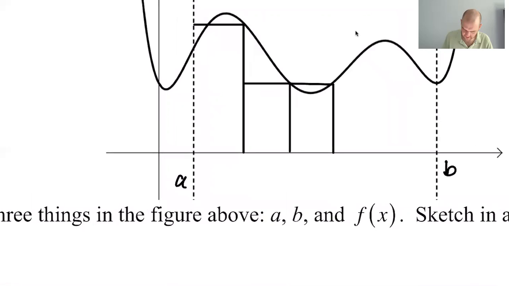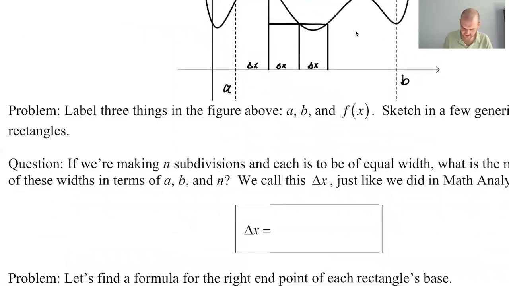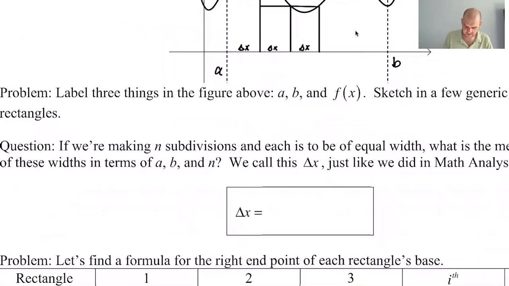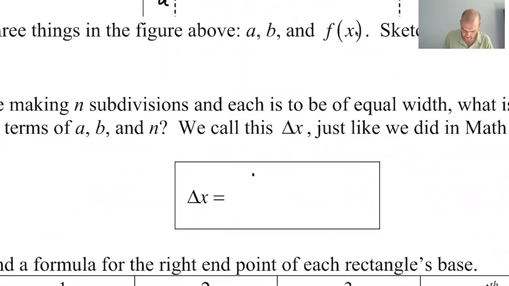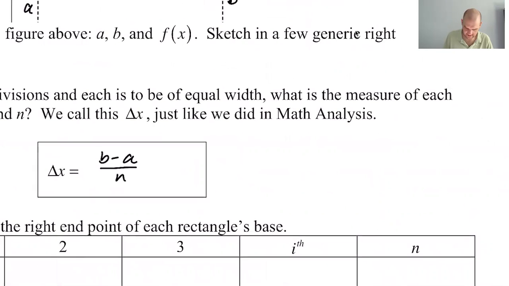If we are going to cut this up into n equal parts, then each part, we're going to say delta x because we're cutting x's. These are all delta x's. Delta x should be the distance between these, which is b minus a, divided by n, the number of cuts we're going to make. So this should be b minus a divided by n. That's the base of each rectangle. Can't stress that enough. Base of rectangle.